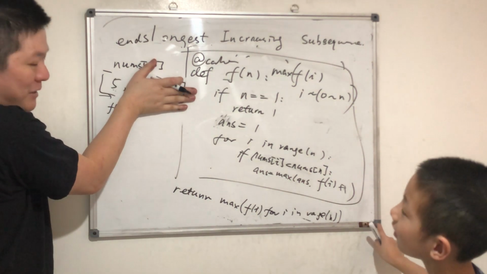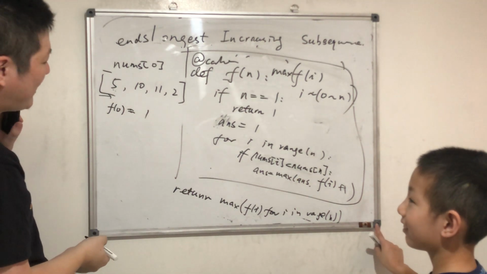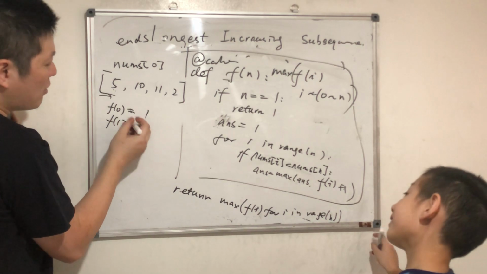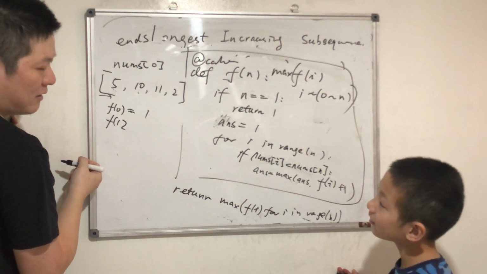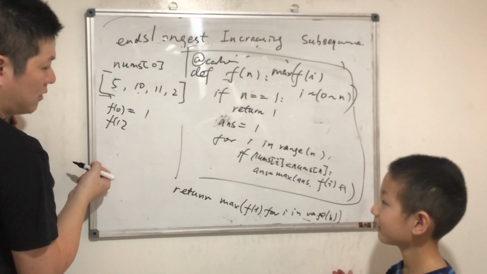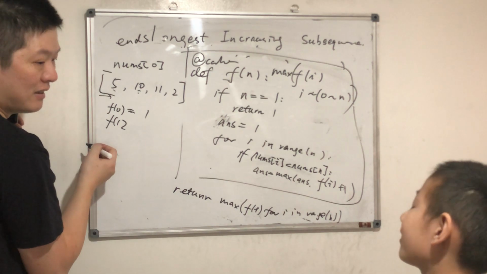What's the longest subsequence that ends in number 5? 1. What are you thinking? What's the longest subsequence that ends in number 10? 1. Why is it 1? No. 2, 5, and 10. Got it?